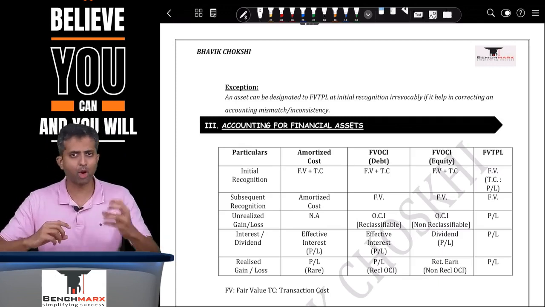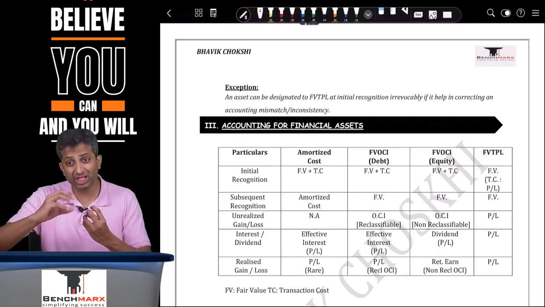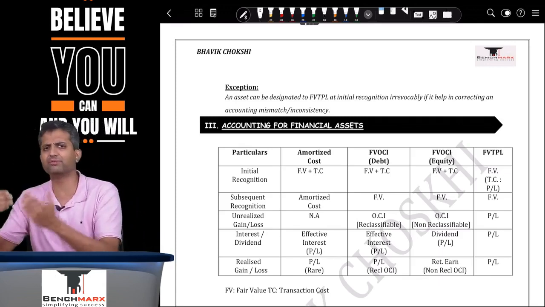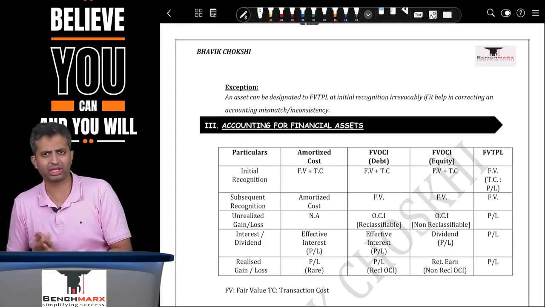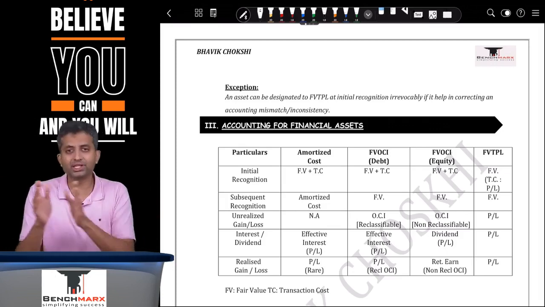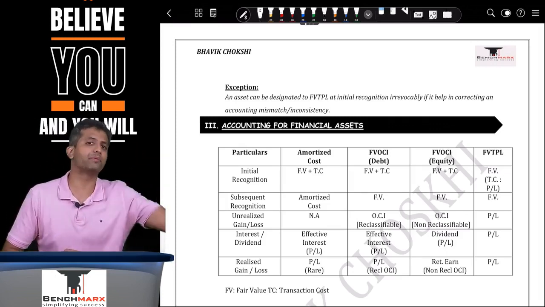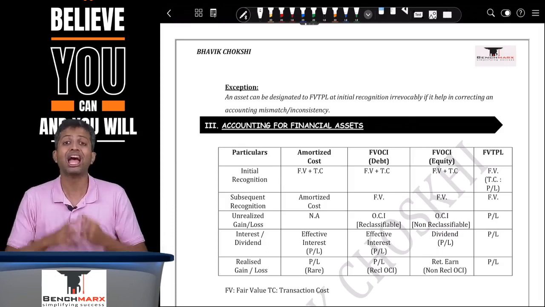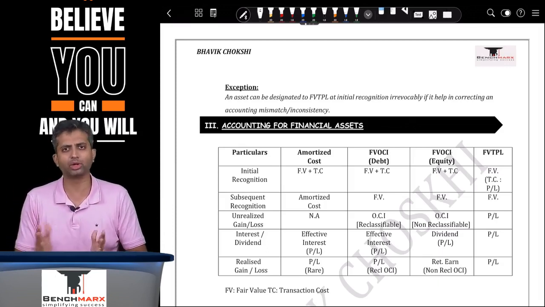So even if the bond you have acquired for 100 now becomes 120, you will show it at 120. That is, you will increase the investment by 20. The second effect will go to other comprehensive income as a reserve called, let's say, a fair value reserve, if it is FVOCI, or it will go to the profit and loss account as a fair value gain, like you show foreign exchange gain in the profit and loss account, if it appears as a part of FVTPL.